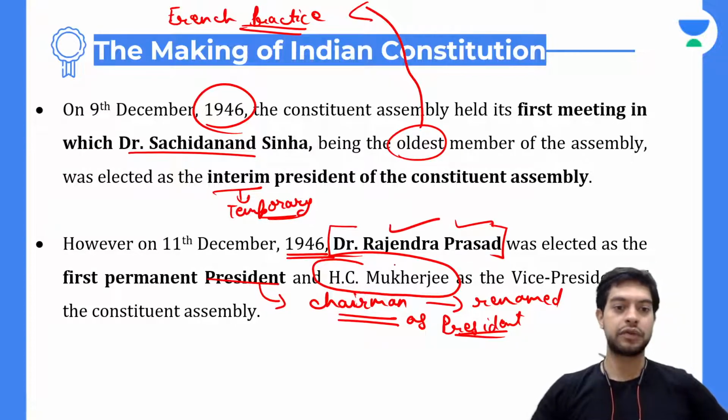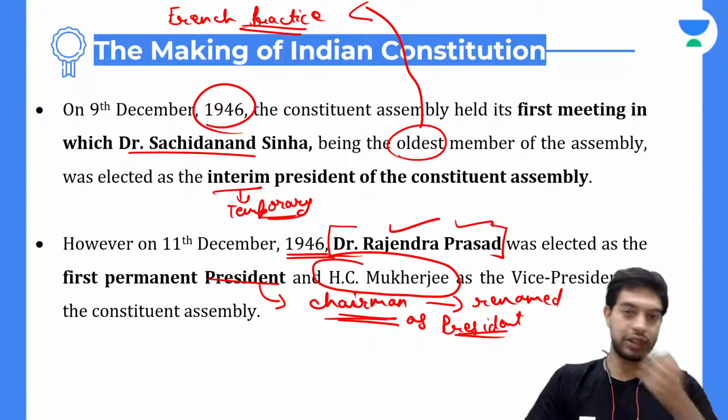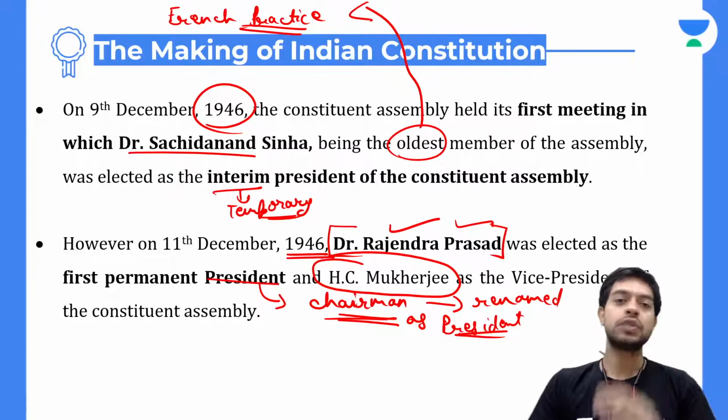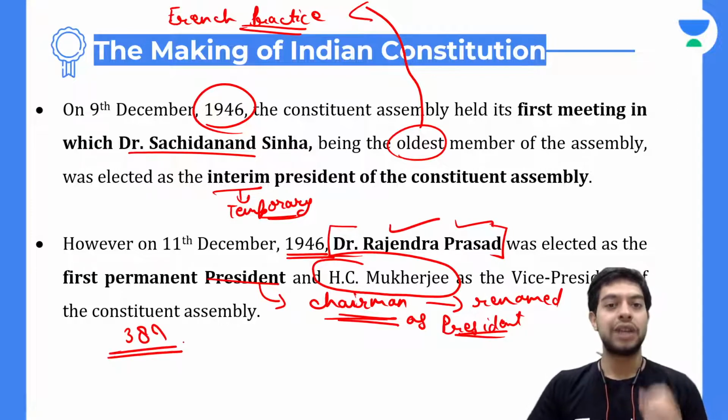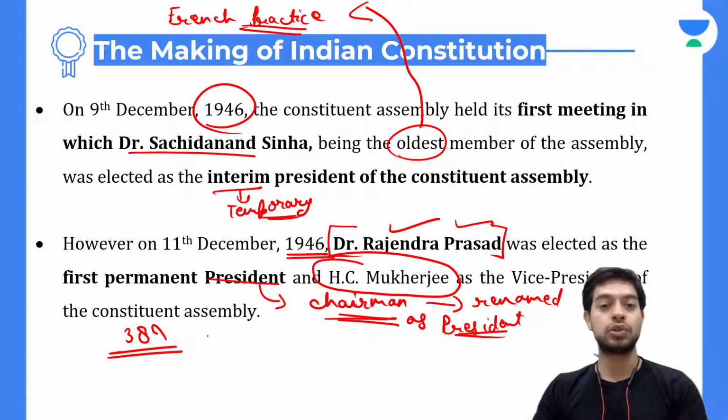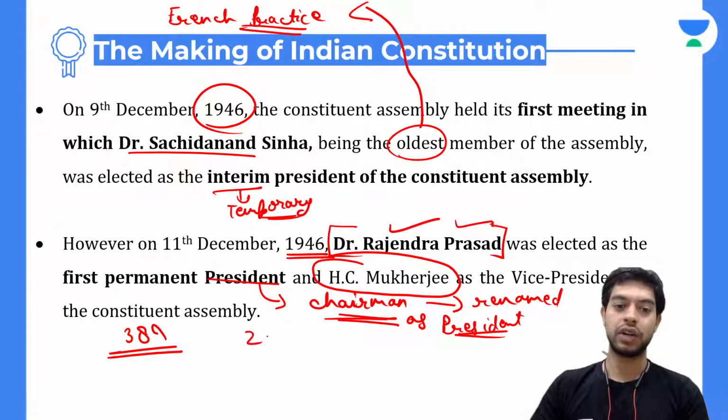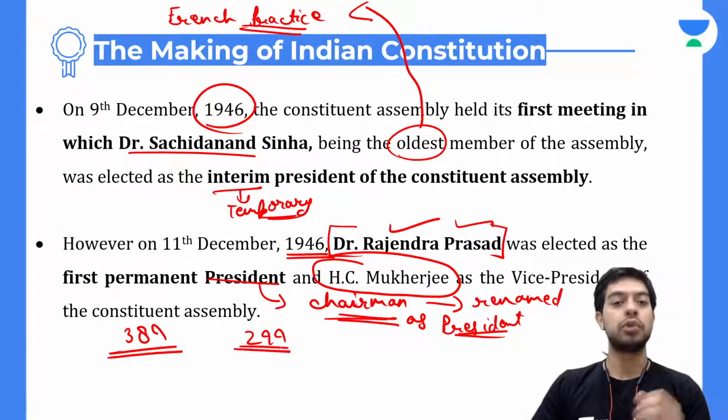Dr. Rajendra Prasad was the first permanent chairman and the first president of the Constituent Assembly. For the undivided India, the Constituent Assembly with 389 members had the position of chairman. But when it was reconstituted into a new Constituent Assembly for the present India with 299 members, the position of chairman was renamed as president.